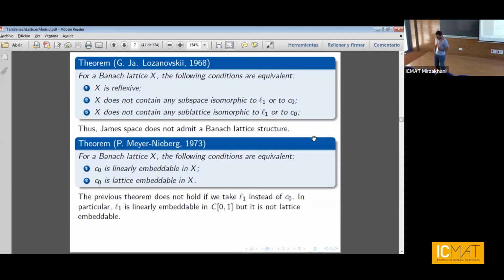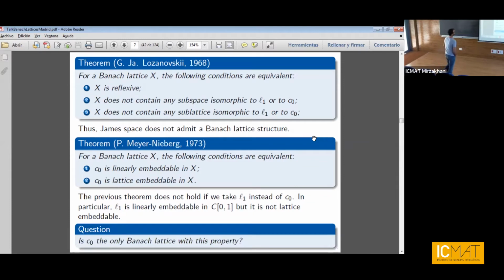And we wonder what other Banach lattices share the same property as c0. Okay, so the main question of the talk is whether there are other Banach lattices having the same property as c0. And well, there are some other nice results which also relate the linear structure with the lattice structure.